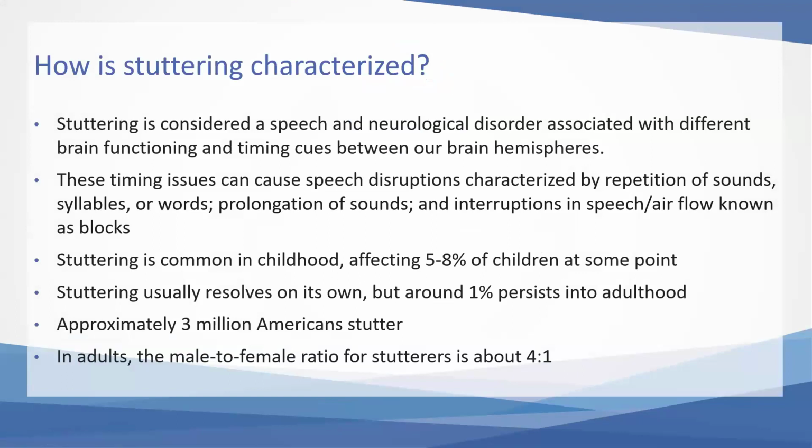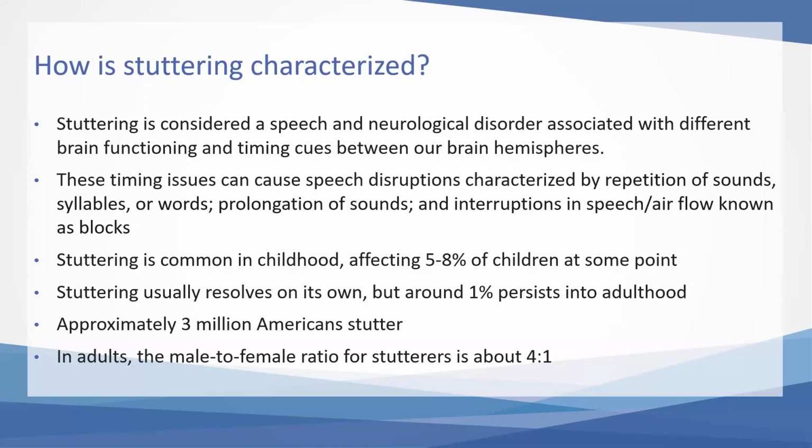Okay, so first we're going to go over some of the basics. How is stuttering characterized? What is it? Stuttering is considered a speech and neurological disorder associated with different brain functioning and timing cues between our brain hemispheres. These timing cues can cause speech disturbances characterized by repetitions of sounds, syllables, or words, prolongations of sounds, and interruptions in our speech and airflow, known as blocks.